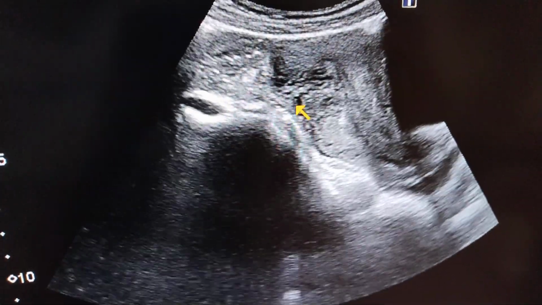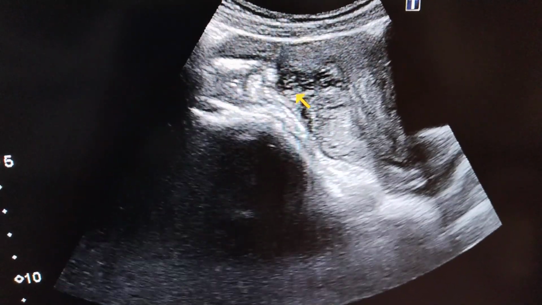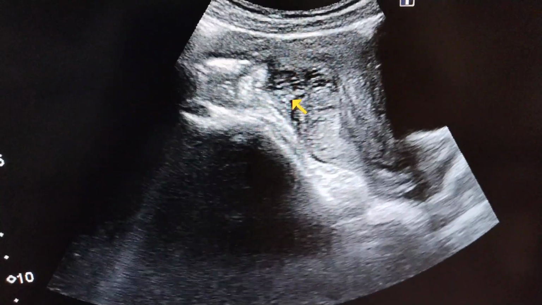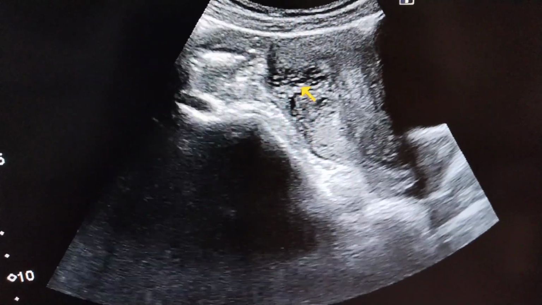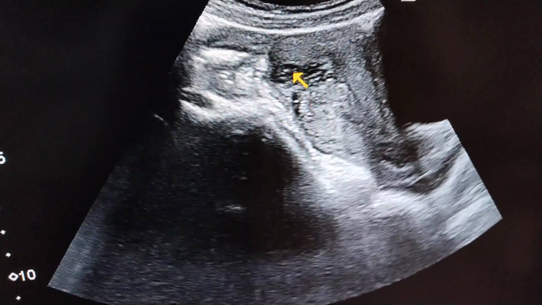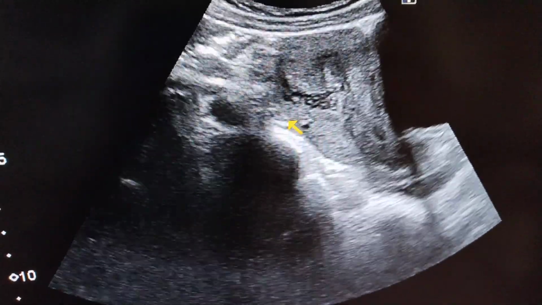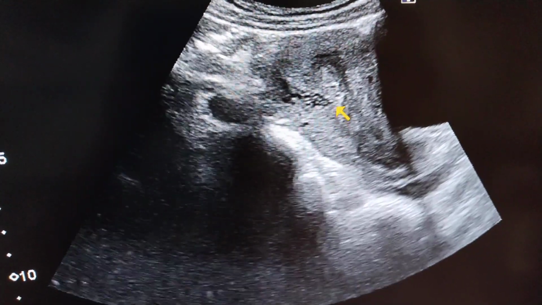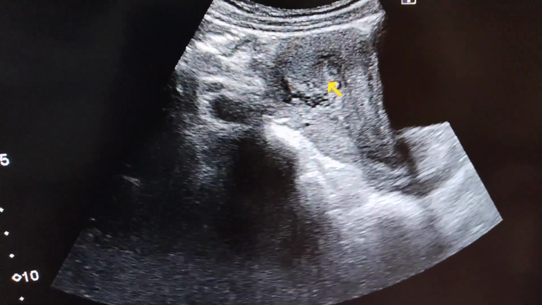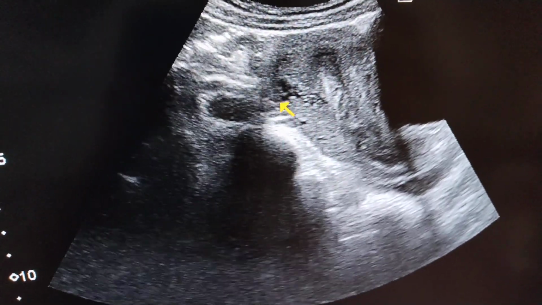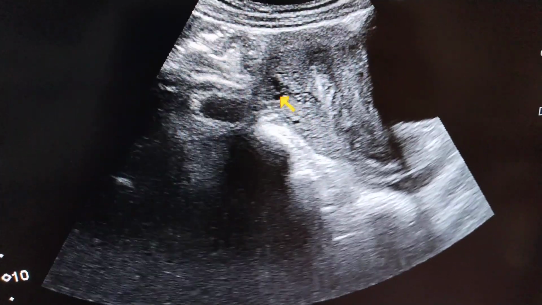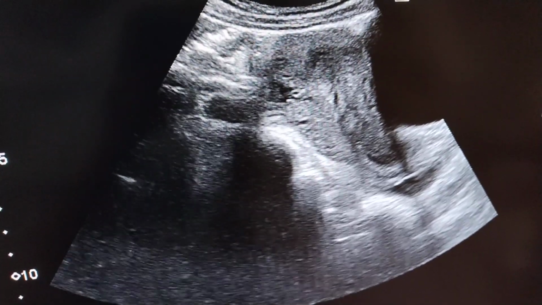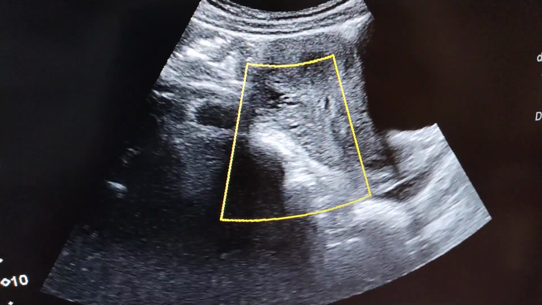And look here, this one, we can clearly appreciate these channels, these anechoic spaces. And look here, this is the endometrium, this is going here, and look here, we can appreciate this area. I am going to zoom it so that we have better visualization of this.